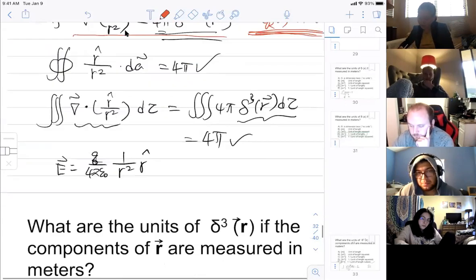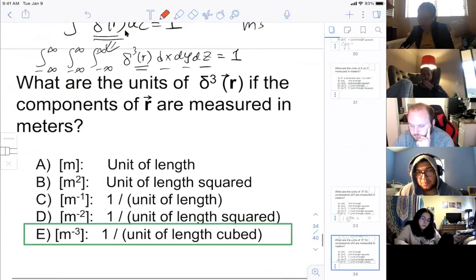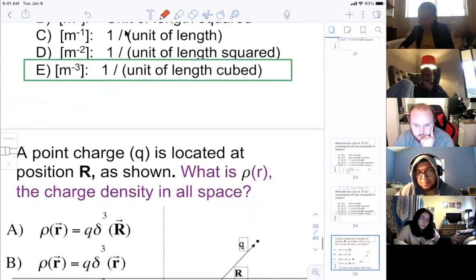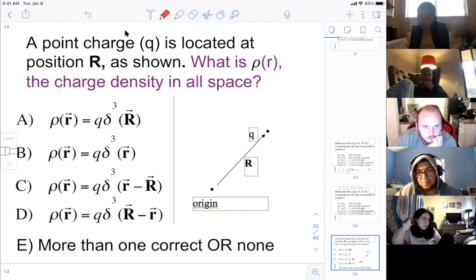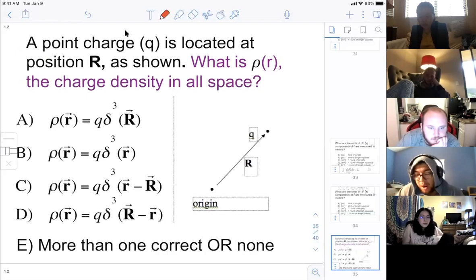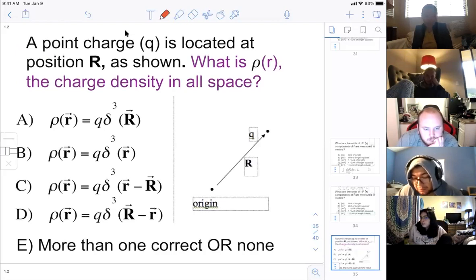Let's take a look at a few more questions, and before we go, I want to talk about a pre-flight that you have already done. So here is an example of when you have a source that is not at the origin, but somewhere in space, a little charge Q. How do I represent the charge density in all space? Now I do need the Dirac delta function to represent this physical quantity. So which one of these, or maybe more than one of these, is true?